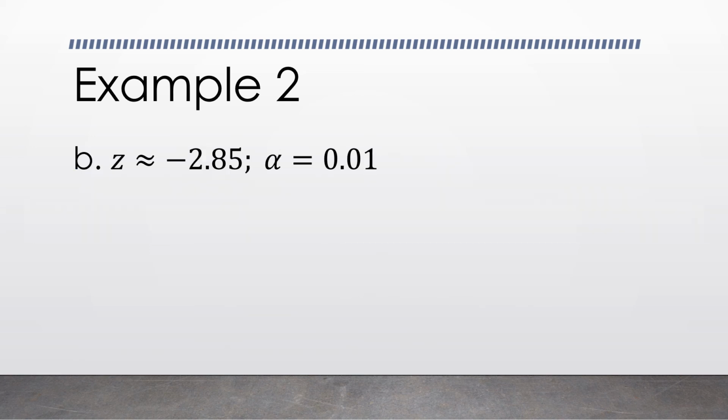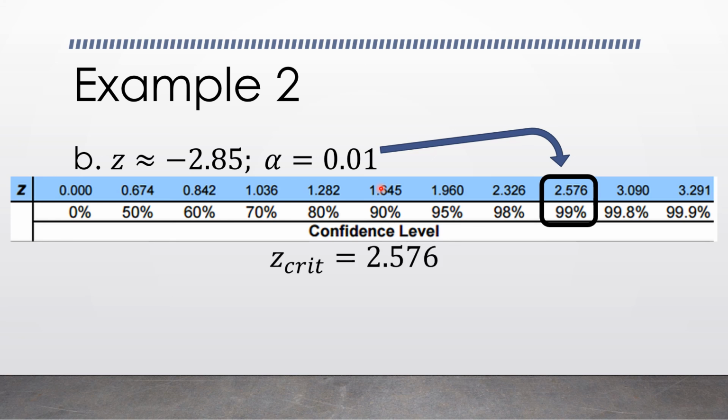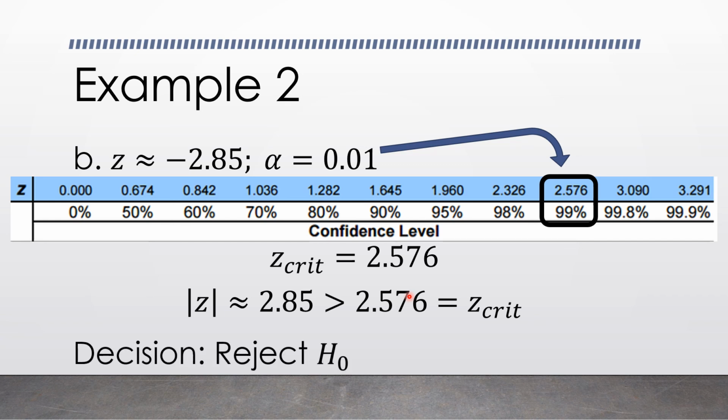For the second one, we have alpha as 0.01, and 0.01 tells us that the level of confidence is 99%. And our critical z value will be 2.576. By the way, this one is a part of the z-table. Now, the computed z is greater than the critical value of z. 2.85 is obviously greater than 2.576. Therefore, our decision is to reject the null hypothesis.